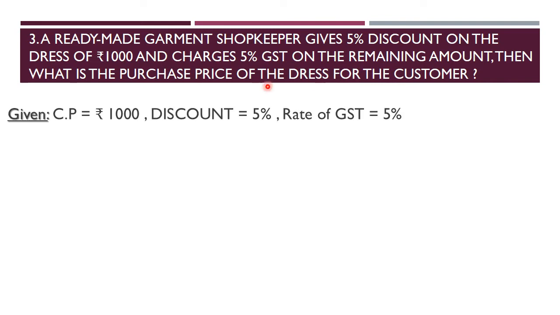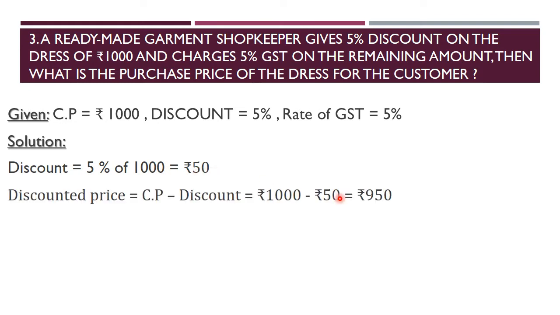So starting with the given details, cost price is 1000, discount is 5%, rate of GST is 5%. First thing is the discount, the amount that gets reduced, so that will be 5% of 1000, and that is rupees 50. So from 1000 you deduct rupees 50, so this is the discounted price, and now on the discounted price we will apply the rate of GST to find the amount of tax. So that would be 5% of 950, which is 47.5 rupees.